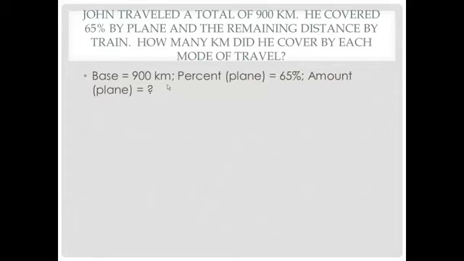With the information given, let's find out the amount that he covered by plane. And we're going to use the same formula that we just used. The amount equals the percent over 100, so 65 over 100. And again, we place it over 100 because we want to convert that into a regular number, times the base. And in this case, the base is 900. Now this is going to give us the amount that he traveled by plane. So let's see what we come up with.